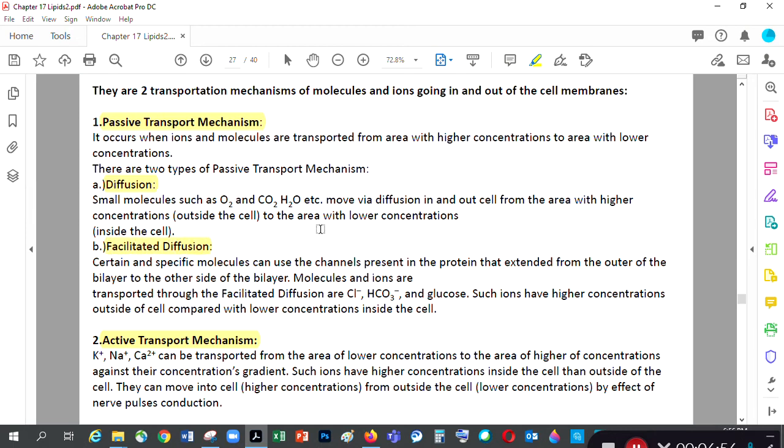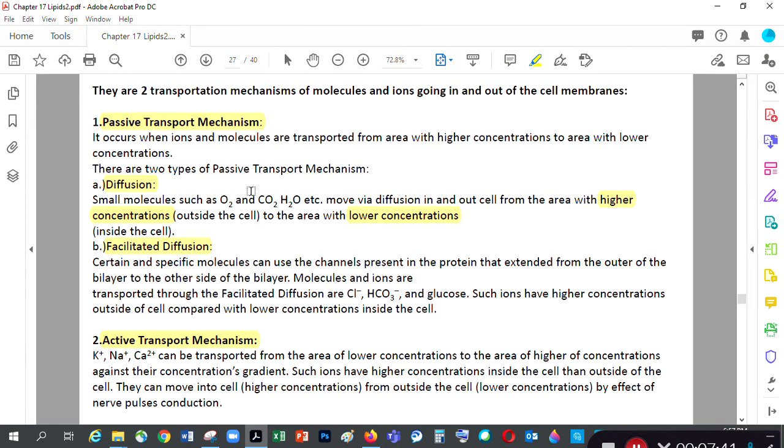So the diffusion, because if the molecules are so tiny, such as O2, oxygen, carbon dioxide, H2O, they move via diffusion in and out of the cell. So from the area with higher concentration, outside the cell, to the area inside the cell with lower concentration. As you can recall from your survey of chemistry 1, this is very close to osmosis, correct? This is really osmosis. It goes from higher concentration to lower concentration. Because they are tiny, they can go without any problems.